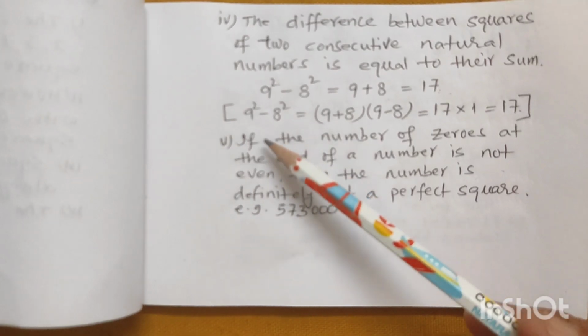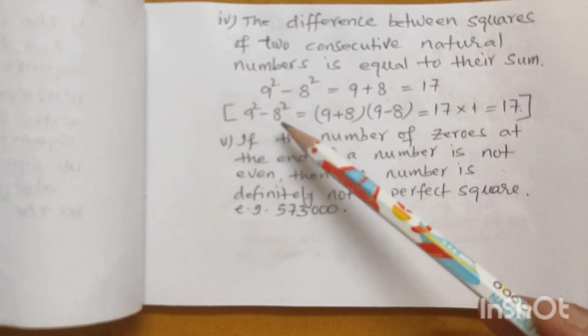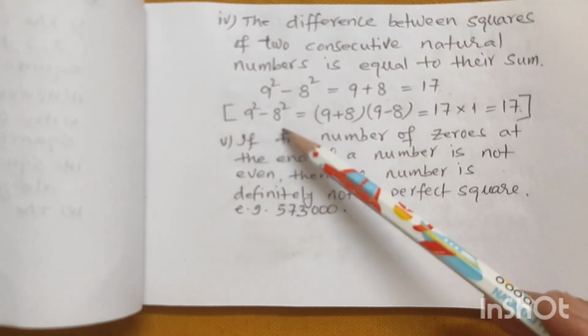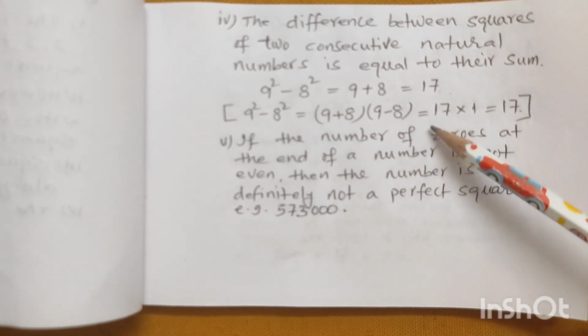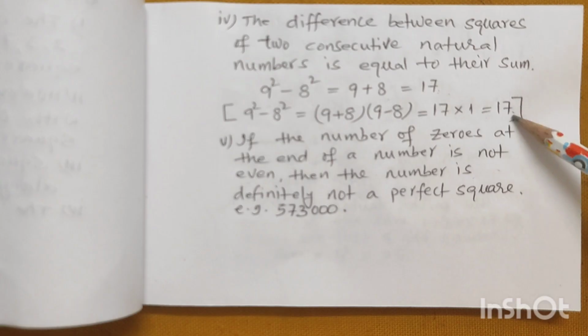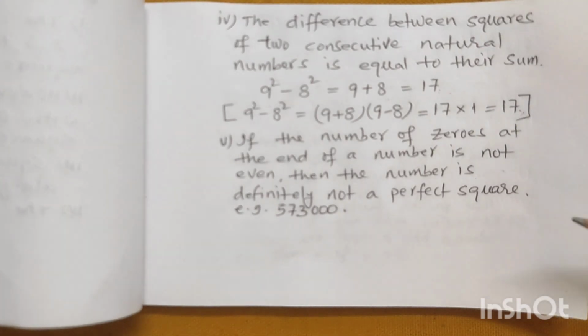We know the algebraic formula: a square minus b square. 9 square minus 8 square is equal to 9 plus 8 times 9 minus 8, and simplified it gives 17. So this is the way it can be verified. So the difference of squares of any two consecutive natural numbers will be equal to their sum.